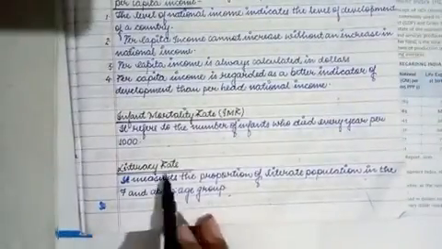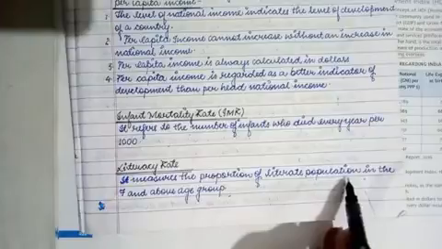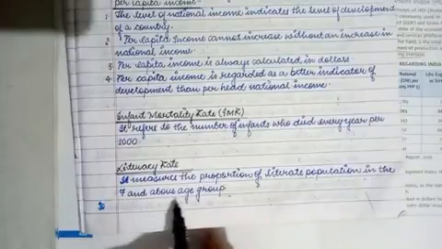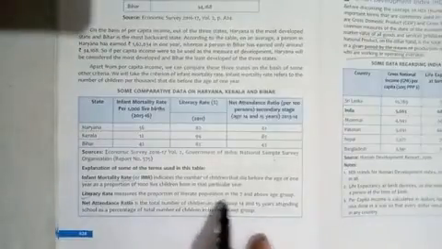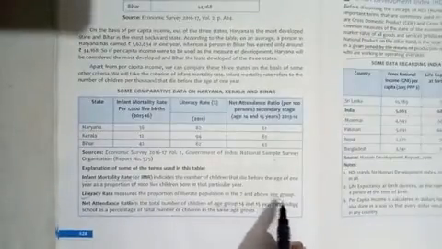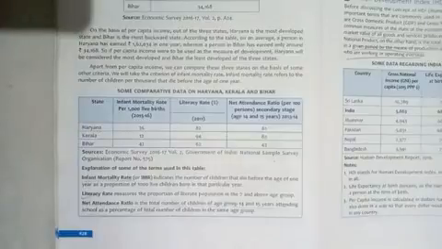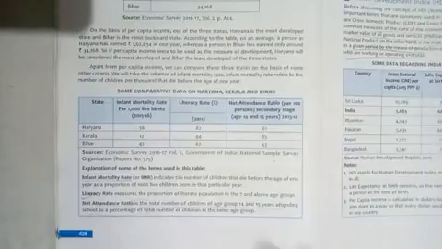Next is your literacy rate. What does it mean? It measures the proportion of literate population in the age group of 7 and above. That is, from 7 years old and above, how much proportion of the population is literate. Literate means simply able to read or write. So this is your literacy rate.